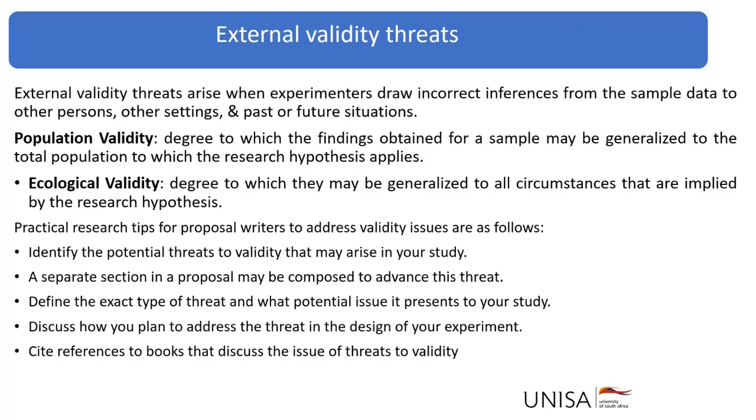So an external validity threat is population validity, which talks to the degree to which the findings obtained for a sample may be generalized to the total population to which the research hypothesis applies. So in other words, if you have not drawn your sample from a representativeness principle, you will not be in a position to generalize. So that's population validity.